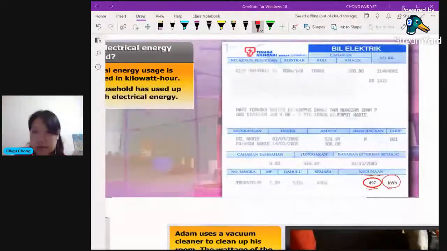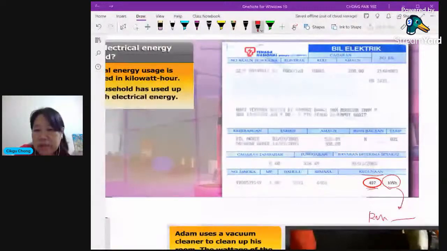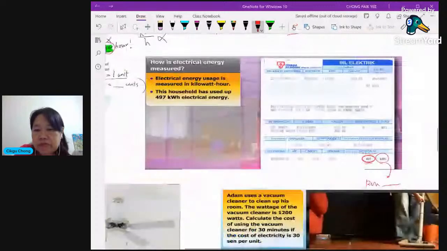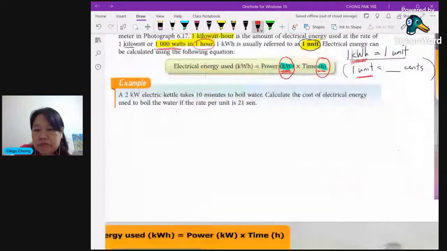You have used, your house has reduced 497 kilowatt hour. And then after that, you need to calculate, it'll give you in terms of RM, ringgit, how much you have to give to TNB. Okay, let's go to the calculation. Now, let's look at this. First of all, let's see what the consumption is first.